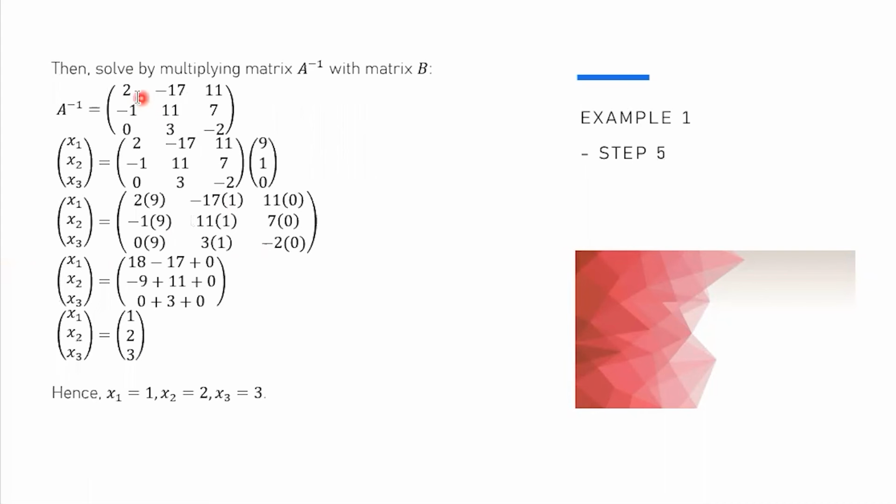Step 5. Solving by multiplying matrix A inverse with matrix B. This is the A inverse matrix. These are the x factors we need to find. This is the B matrix, and finally by multiplying we can conclude that x1 equals 1, x2 equals 2, and x3 equals 3.